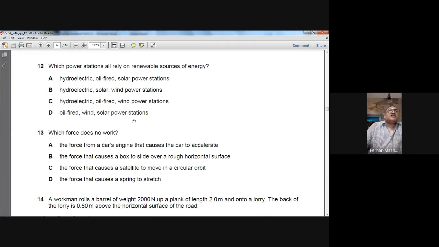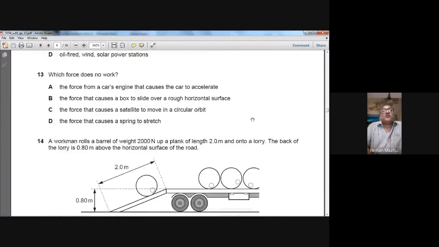Question number 13 is on your screen. Which force does no work? No work is done when you apply force and the body doesn't move. Another situation in which the work is not done by the force: if you apply the force and the body moves perpendicular to the force, especially when you move in a circular path. Remember, when you move in a circular path, what happens?